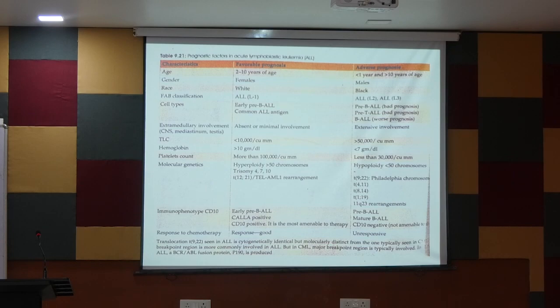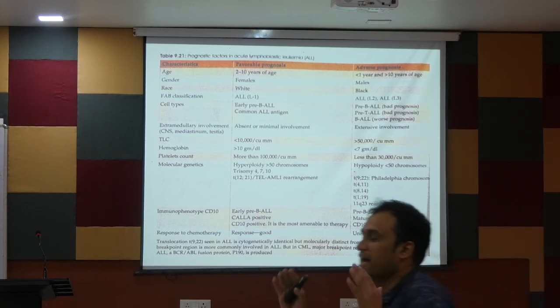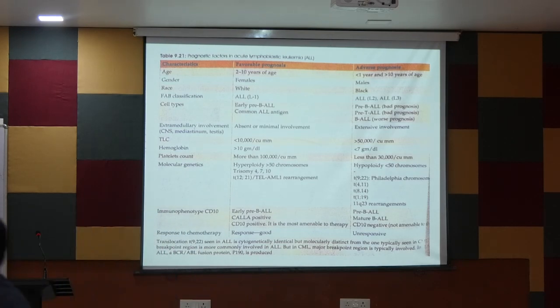If it falls in the category of 1 to 10 years, it has a good prognosis, a favorable prognostic category. Whereas less than 1 year and more than 10 years, the patient belongs in the adverse category. Their prognosis is poor.